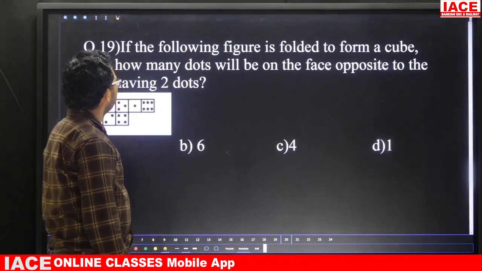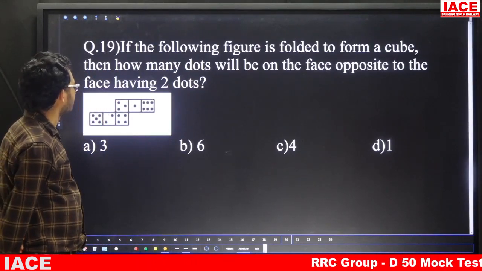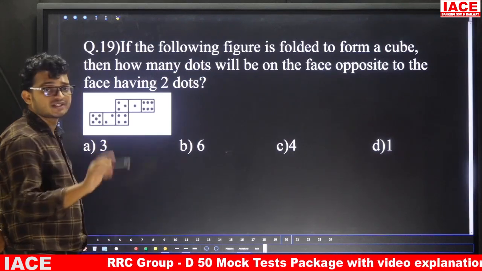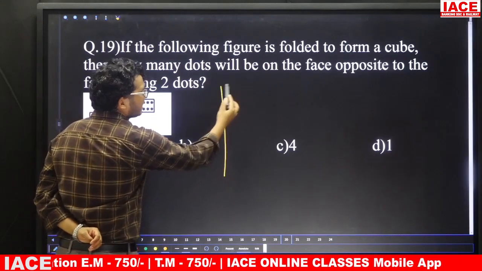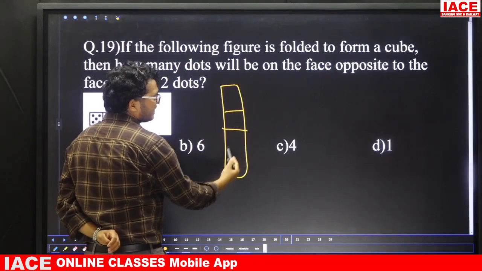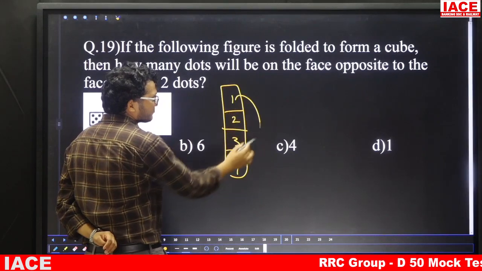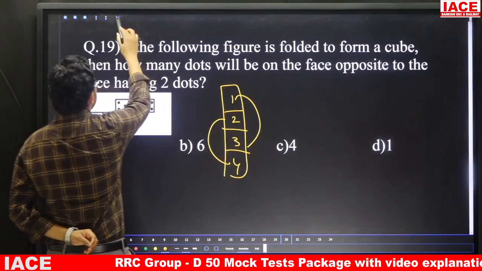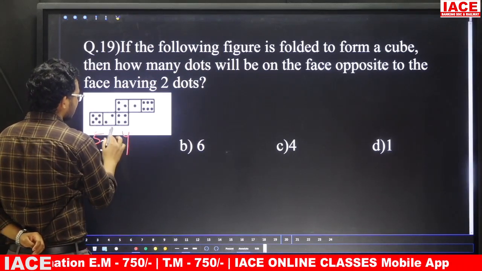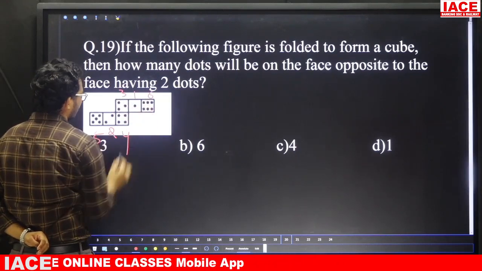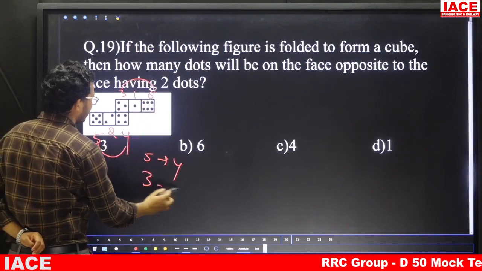Question number 19. If the following figure is folded to form a cube, then how many dots will be on the face opposite to the face having two dots? Friends, we know one basic point: if the unfolded form of a die looks like a linear shape, then alternate faces are opposite. Suppose you take 1, 2, 3, 4: 1 is opposite to 3, 2 is opposite to 4. In the same manner, here the given is 5 dots, 4 dots, 2 dots, 3 dots, 1 dot, 6 dots. That means 5 is opposite to 4, 3 is opposite to 6, and the next one is what?